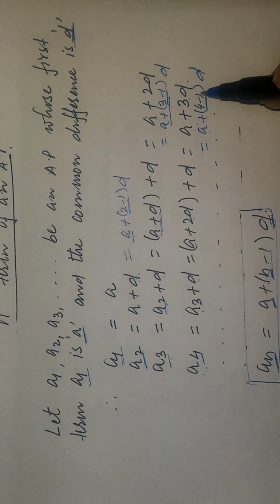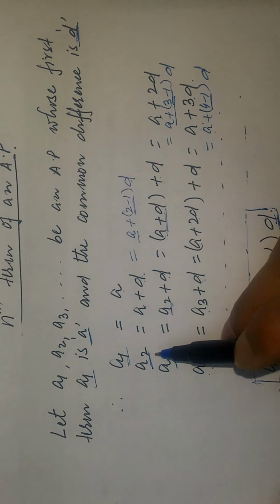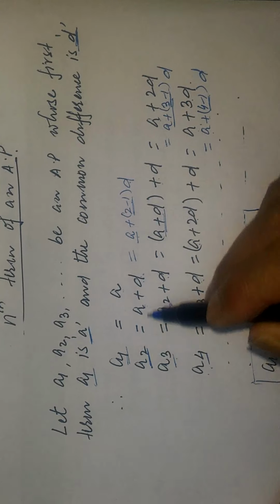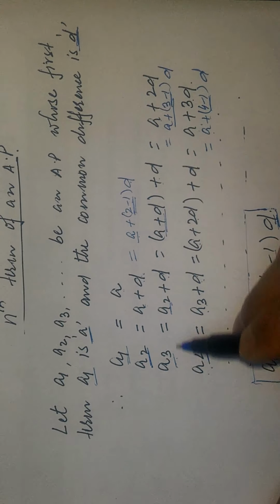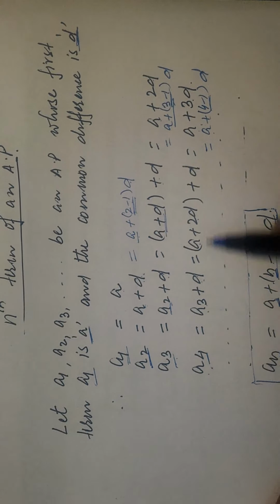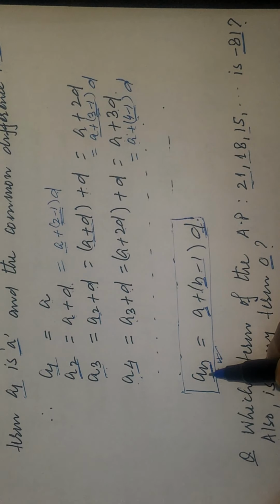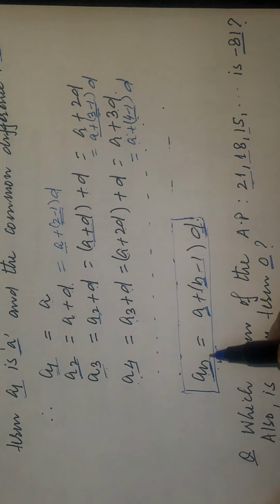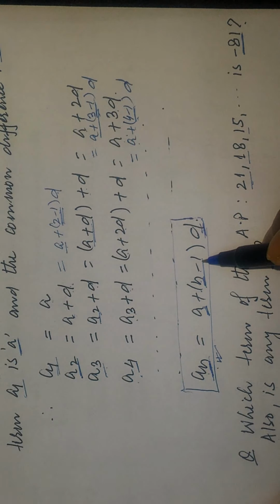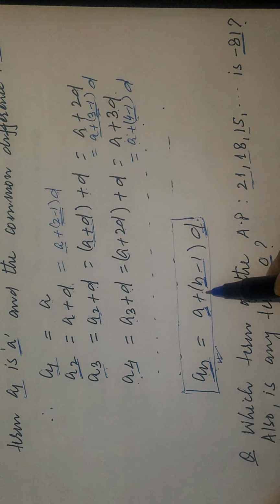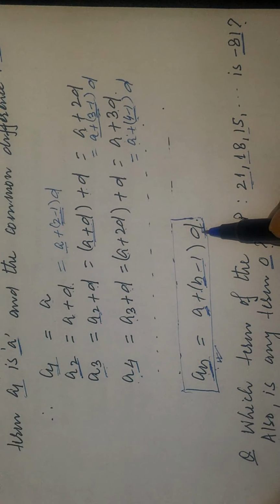So we are getting the pattern. Just observe that for the second term it is 2 minus 1. For the third term it is 3 minus 1. For the fourth term it is 4 minus 1. And in the same way, if you want to get the nth term, what will you write? I think you will write n minus 1. So the nth term of an AP is a plus (n minus 1) into d.